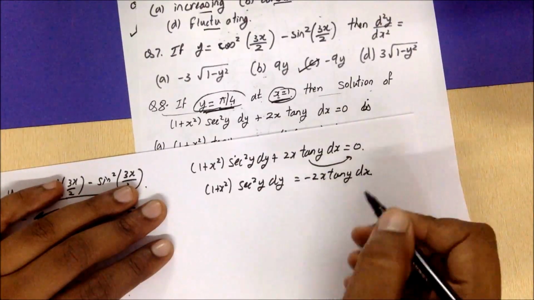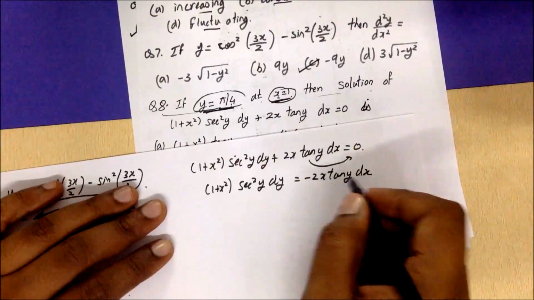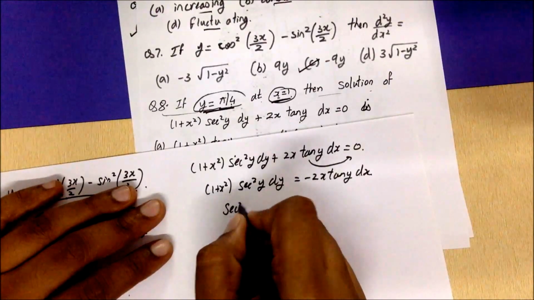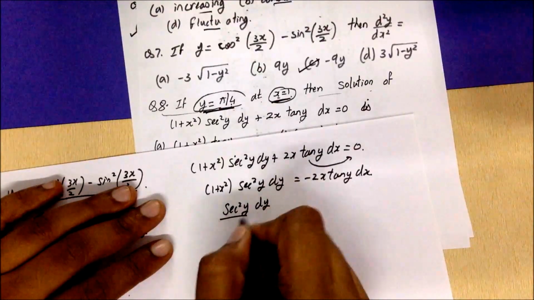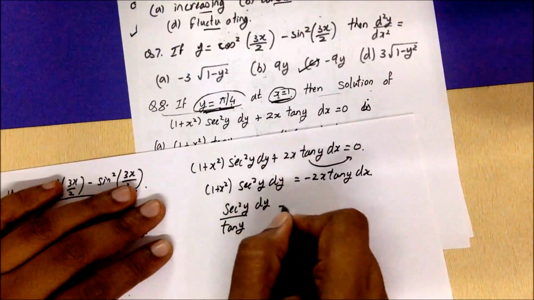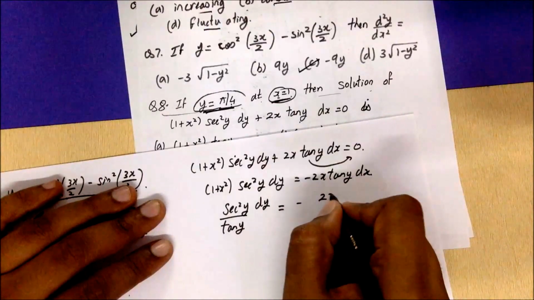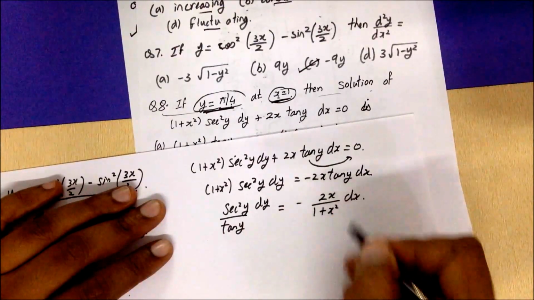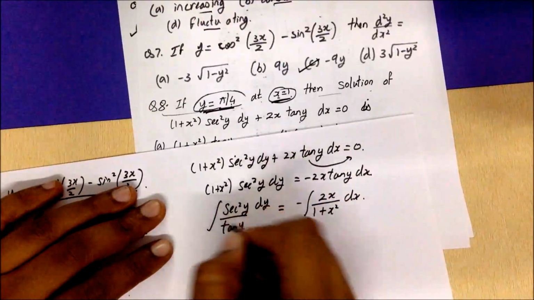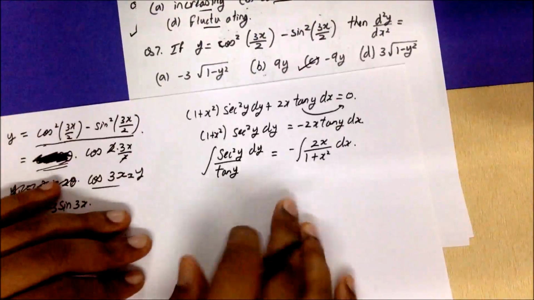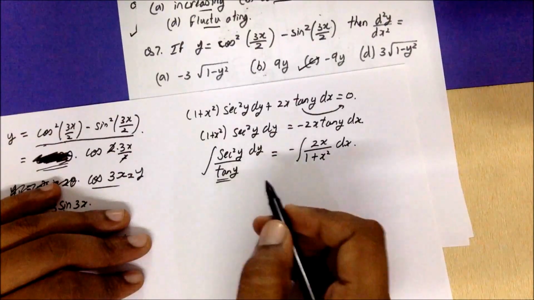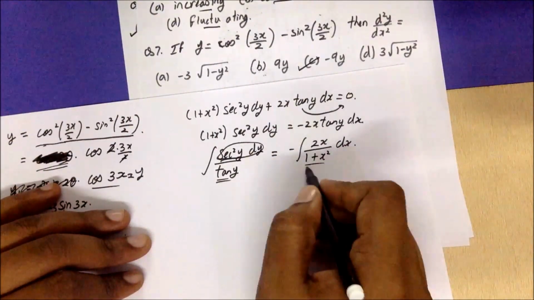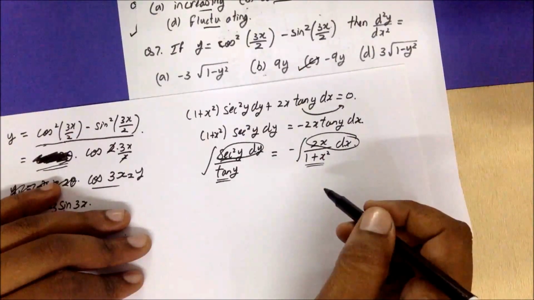So now wherever dx is present, bring the x terms. Wherever y is present, bring the y terms. So what you will be getting is sec square y dy divided by tan y equals minus 2x divided by 1 plus x square dx. Now simply take the integration on both sides. If you just observe, you have tan y and its derivative in the numerator. You have 1 plus x square and its derivative in the numerator.